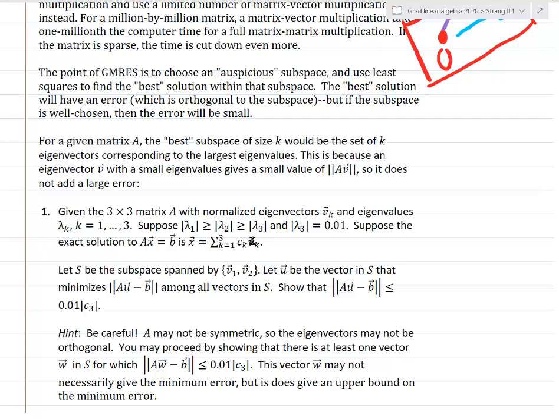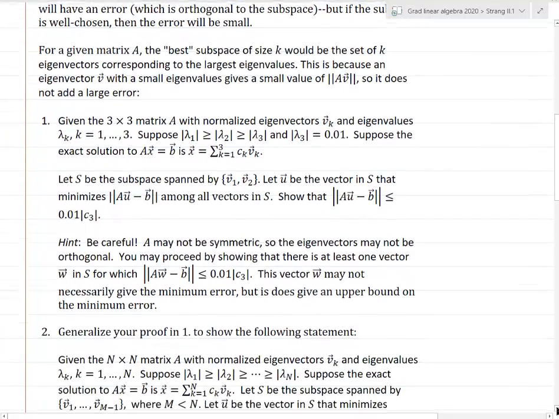You can maybe think about how you would modify x to get a vector that's in the span of v1, v2, and then you should take that vector and call that w, and then show that Aw minus b has a small error when I do this. All right, so that's kind of the approach you could take for problem 1. All right, let's look at the next one.